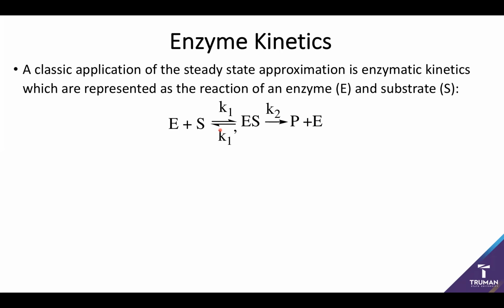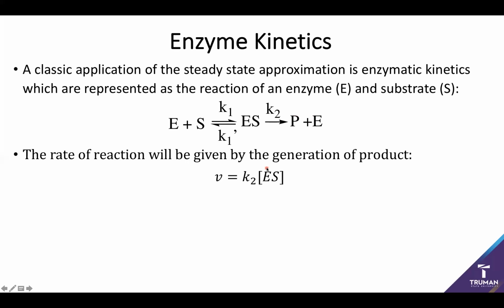So the first thing that we might notice is that we're going to care about the generation of product in this reaction mechanism. And so, not too surprisingly, this is going to be given by the rate constant for the second enzyme-catalyzed step times the concentration of this active enzymatic complex. However, that brings us to, of course, the problem of trying to determine the amount of enzymatic complex present.